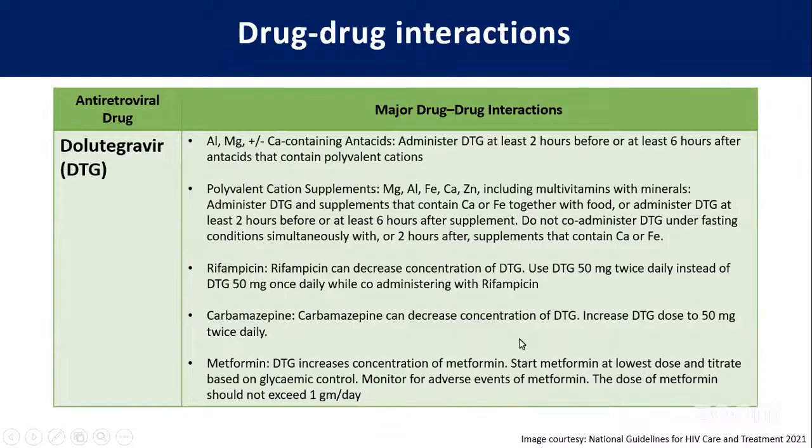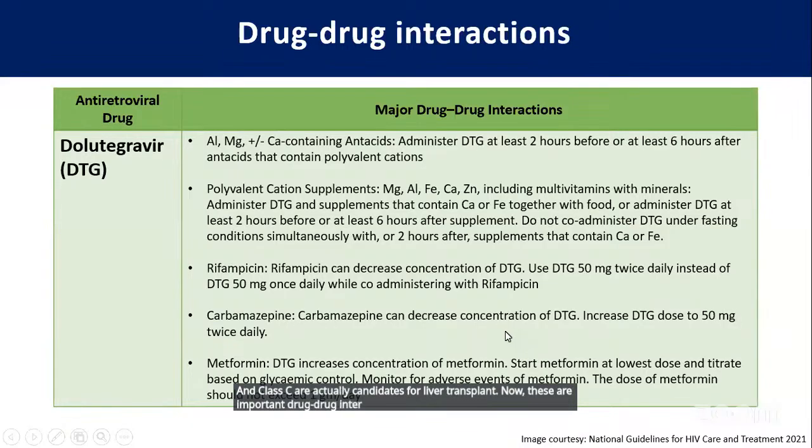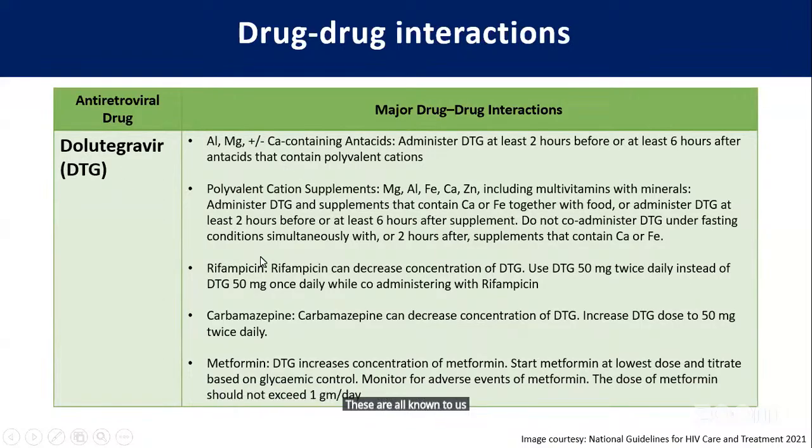Now, these are important drug-drug interactions for second and third line drugs. DTG, we all know. These are all known to us: aluminum, magnesium, and calcium containing antacids, if you have to use along with dolutegravir, then dolutegravir has to be administered at least 2 hours before or at least 6 hours after antacids that contain polyvalent cations, because they reduce the DTG dolutegravir absorption, and the availability goes down significantly.